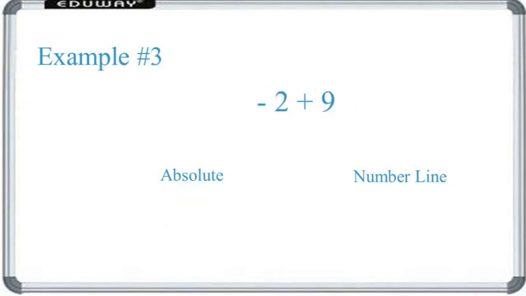Let's move on to example number 3. Example number 3, we have a negative 2 plus 9. There are no parentheses this time in this problem. The reason there are no parentheses is because we did not have two signs that are going to end up touching, like on the last problem we had here.